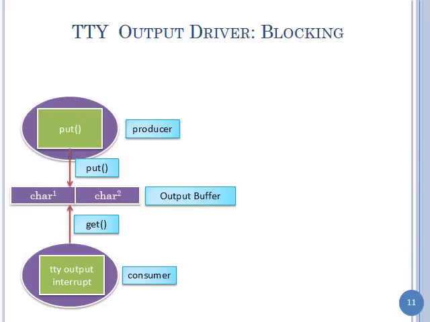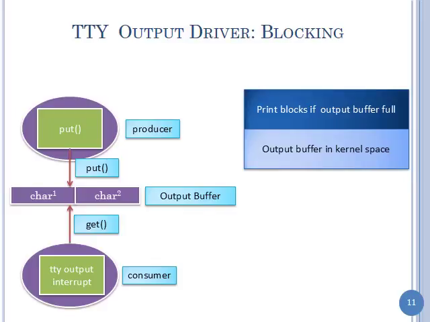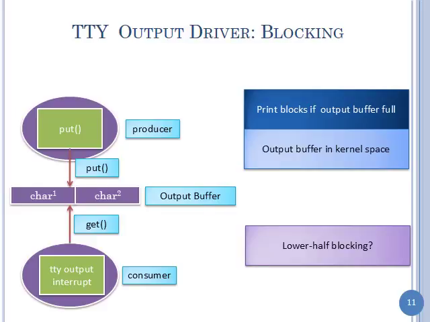So now let's look at the blocking semantics. The put will block when we have an output buffer and the buffer's full, right? Now we know that the lower half has to block if the buffer is empty, right? But does it make sense for an output interrupt routine to block? I'm kind of hinting that it doesn't make sense for an interrupt routine to block. Why not?